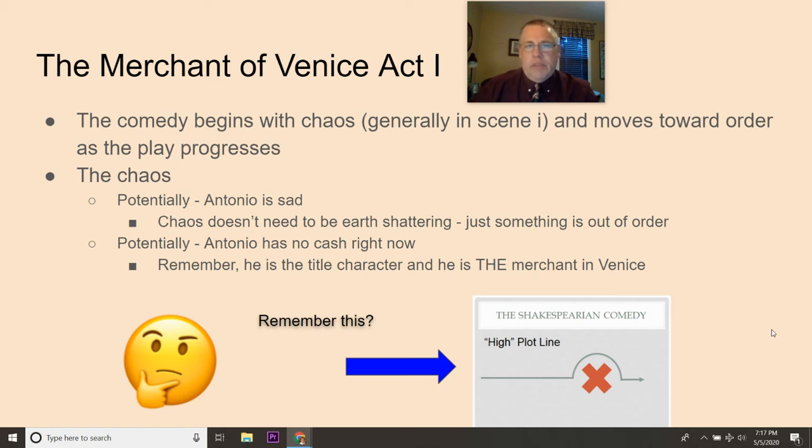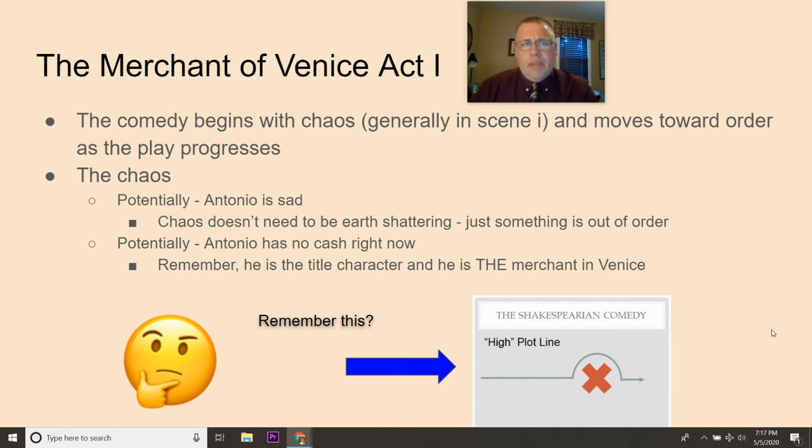But as we take a look at Merchant of Venice, and we've seen Act One, Scene One already, let's take a look at what potentially is the chaos that's ensuing at the beginning of the play. And remember, chaos doesn't necessarily have to mean all hell is breaking loose, right? Chaos just means that something is out of order and needs resolution.